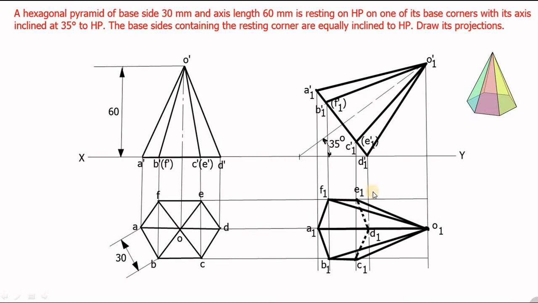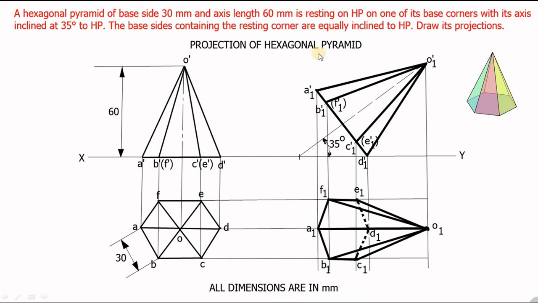Okay. So this is the front view and this is the top view when the hexagonal pyramid is resting on HP on one of its base corners and axis is inclined to HP. Okay. These two drawings can be drawn in HB pencil and these two drawings can be drawn in 2H pencil. Okay. So that's all. You can finally write all dimensions are in mm and projection of hexagonal pyramid at the top of the diagram. Okay.